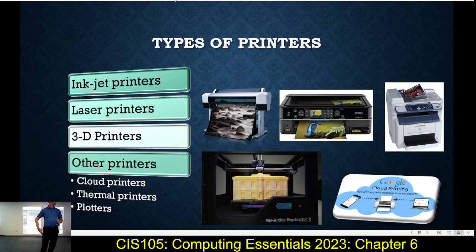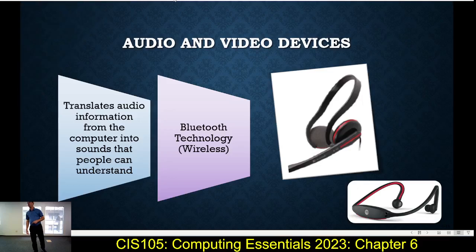Plotters, that's that thing in the upper left corner that you see on the slide. Prints gigantic murals. Prints architecture, a lot of architectural blueprints, for example, get printed on plotters, but they're huge. They stand up, they roll on casters, but yeah, they're huge. But those are all the other types of printers.